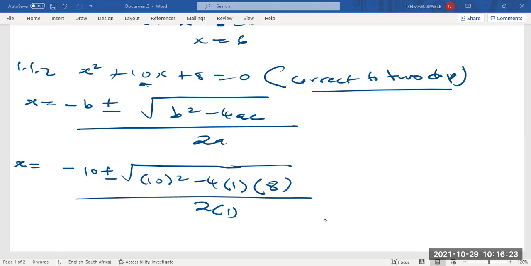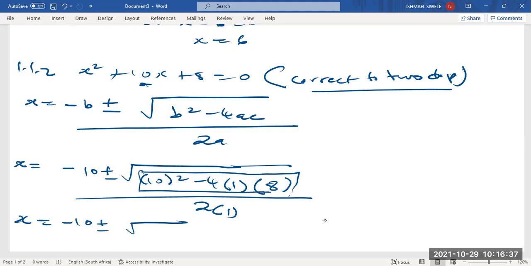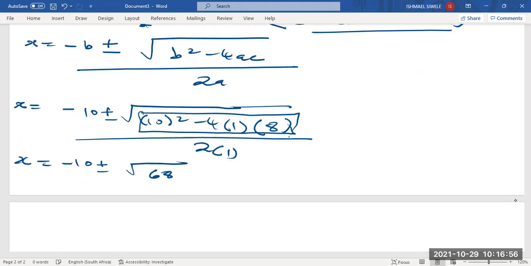Now, having your calculator with you, remember what I do. I'm going to put my negative 10 outside here and plus minus the square root of, I just punch everything that is inside here into the calculator. So I don't want to stress myself. So let's see what I get if I punch everything in my calculator. I have 10 squared minus 4 multiplied by 1 multiplied by 8, and that is giving me 68. So I have the square root of 68 divided by 2, since 2 times 1 is 2.